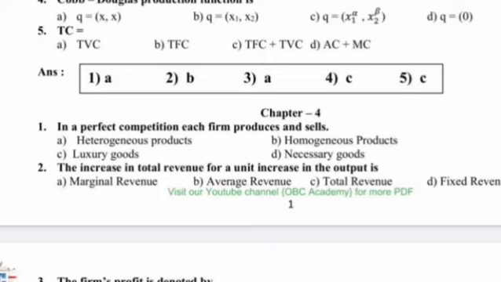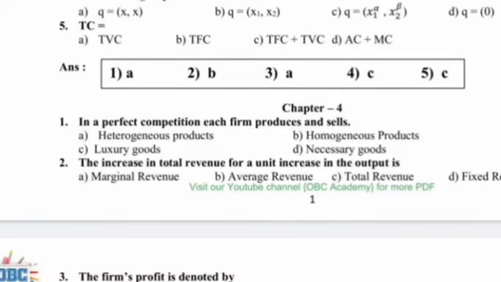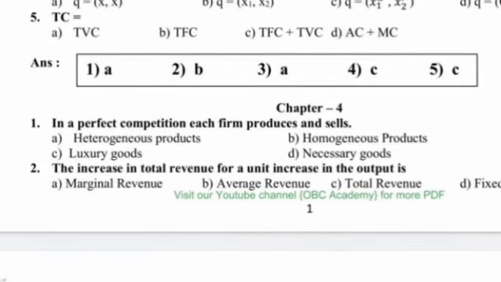Fourth one, the Cobb-Douglas production function is option A, Q is equal to x1, x2; B, Q is equal to x1 plus x2; C, Q is equal to x1 to the power alpha, x2 to the power beta; option D, Q is equal to 0. So the correct option is C, Q is equal to x1^alpha, x2^beta.